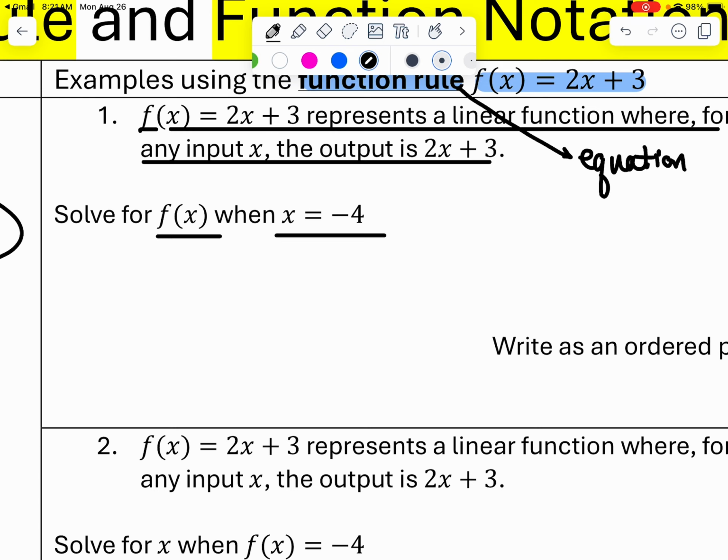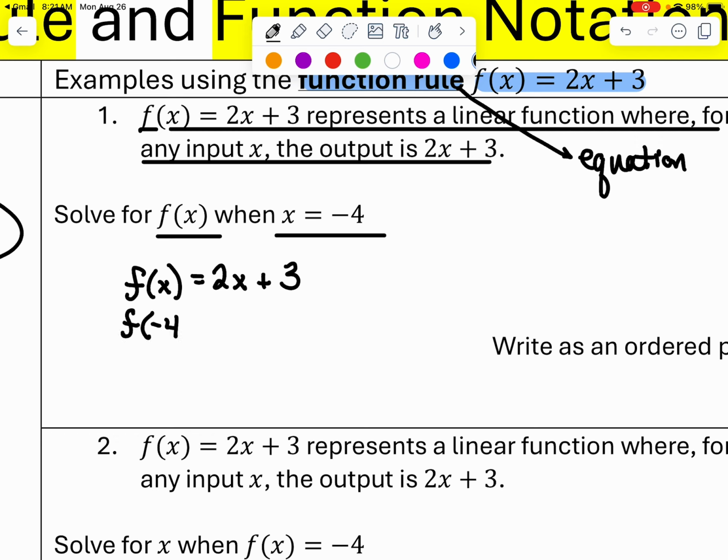when x is negative 4. So what I'm going to do, actually I'll just rewrite it. It's f of x equals 2x plus 3, that's the function rule. They want me to replace x with negative 4. This is just a statement. This is not multiplying or anything. That's just saying, what is my function at negative 4?